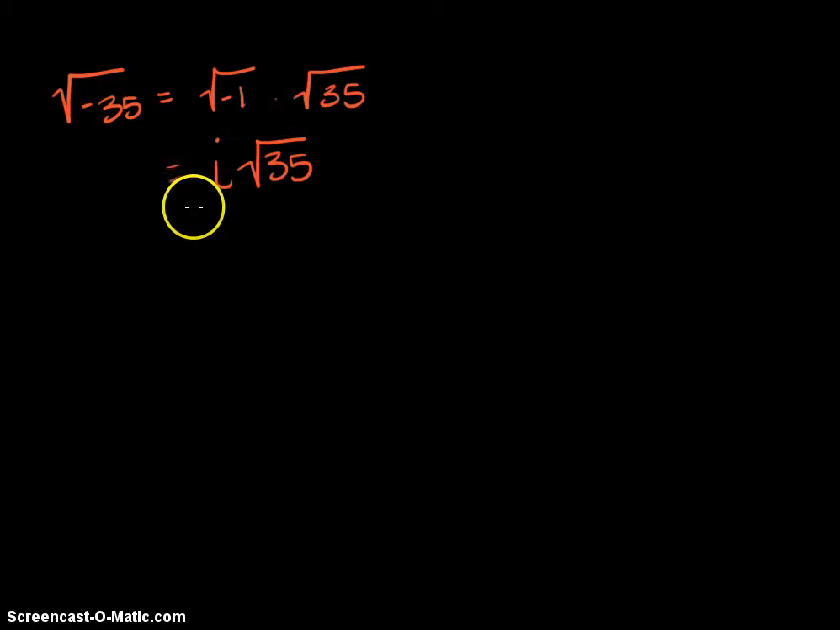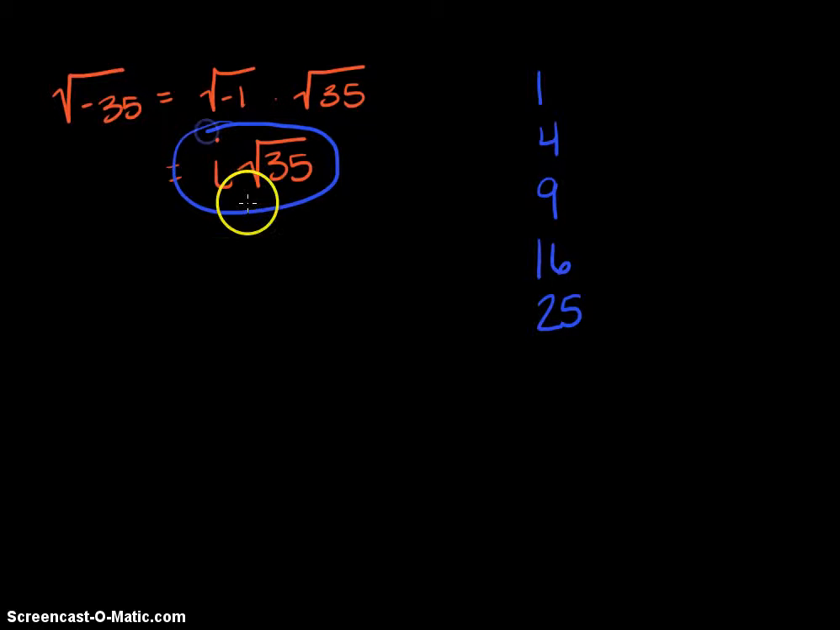At this point, we want to ask ourselves, is there a perfect square that can be factored out? Our perfect squares are 1, 4, 9, 16, and 25. I'm not going to go any higher because this number is 35. So 35 divided by 1 is 35. No, 35 divided by 4 doesn't work. 35 divided by 9 doesn't work. Nope, nope, nope. So this is reduced down to its lowest term.